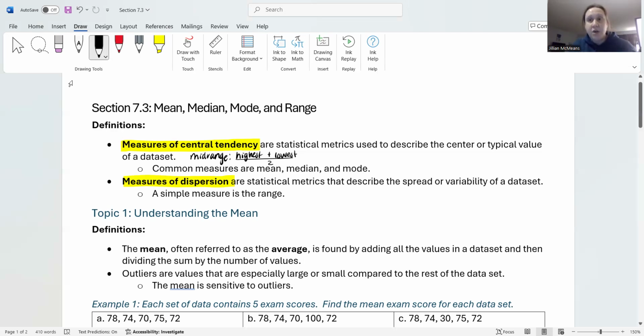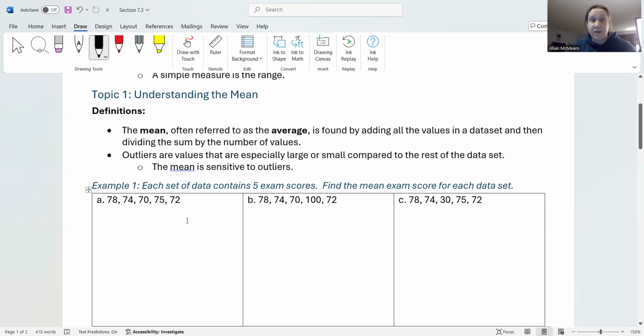We're going to look first at the mean. The mean, often referred to as the average, is found by adding all of the values in a data set and then dividing by the number of values that you have. So you add all the data in the data set, and then you take whatever that sum is and divide it by how many numbers were in your data set.